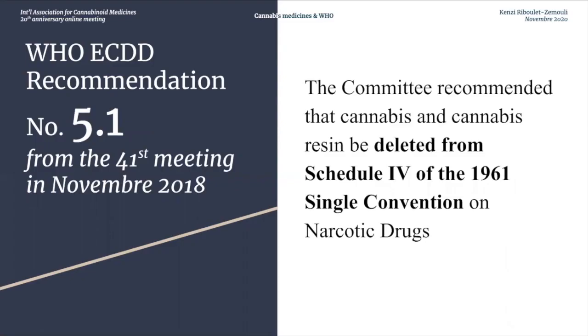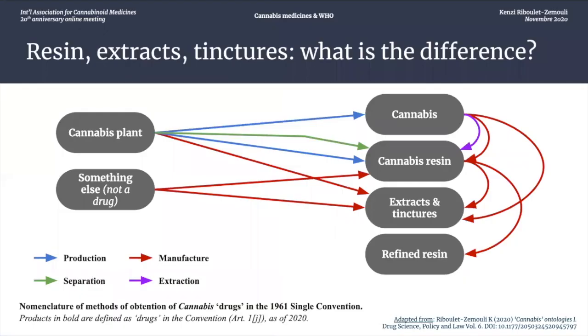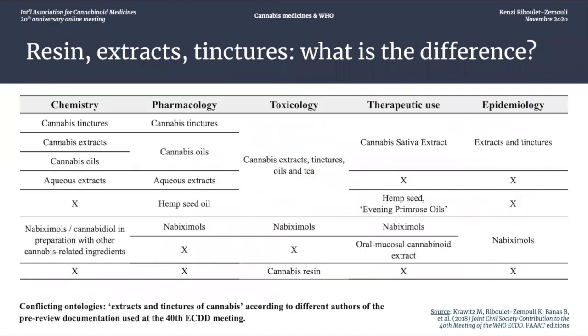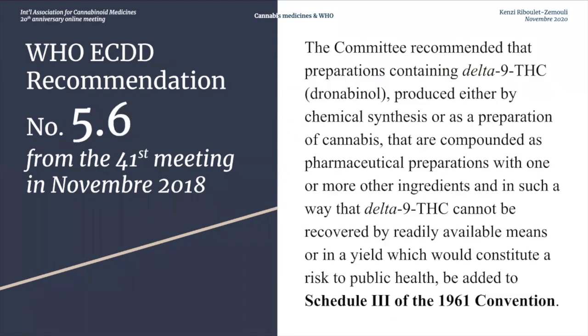On cannabis and cannabis resin, they recommended to delete it from Schedule 4, which is, as we saw, the highest level of control. In the case of extracts and tinctures, which is how the convention describes them, it is not clear at all, and the expert committee trying to review it also found it confusing. In the end, extract, tinctures, and cannabis resin could be the same thing, or variations of the same thing. So they recommended simply deleting this terminology, extract and tincture, knowing that when a drug is scheduled, the preparations of that drug are subject to the same level of control. They consider extract and tincture to be preparations of cannabis, and therefore there is no need for this double scheduling.